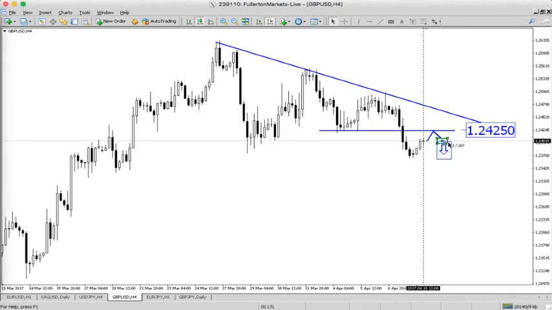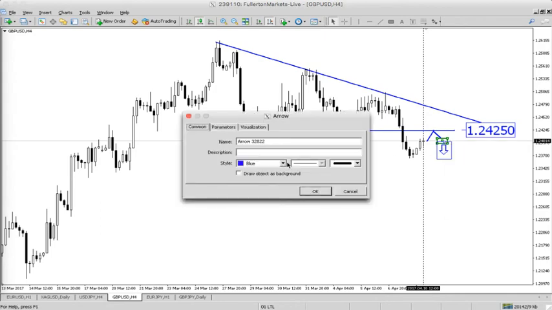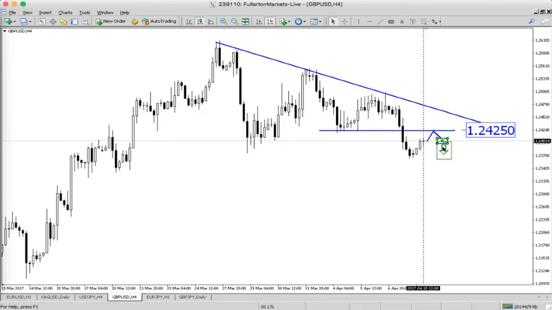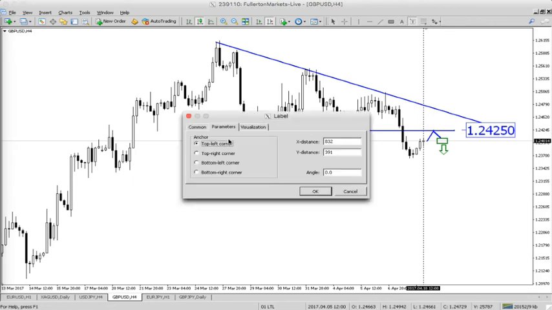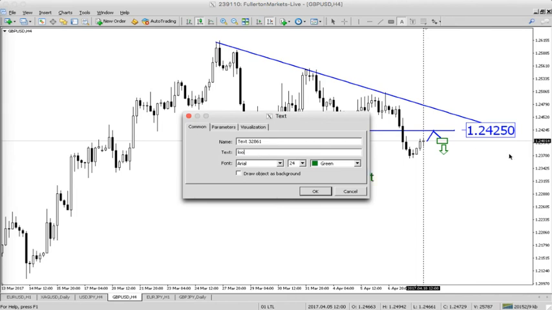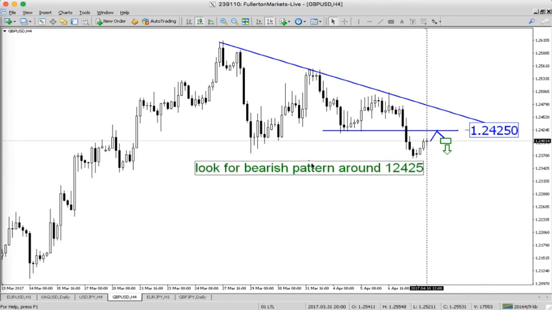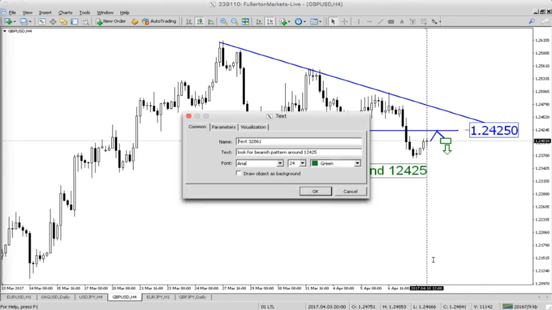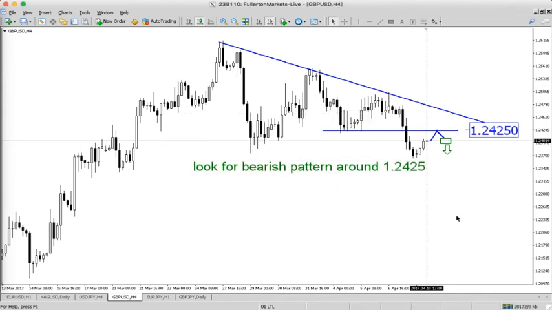sorry, just give me a moment. Okay, once the price retraces higher to around 1.2425, that is where I will start to look for a bearish candlestick pattern around 1.2425 to go short. Okay, that's basically pound dollar for me.